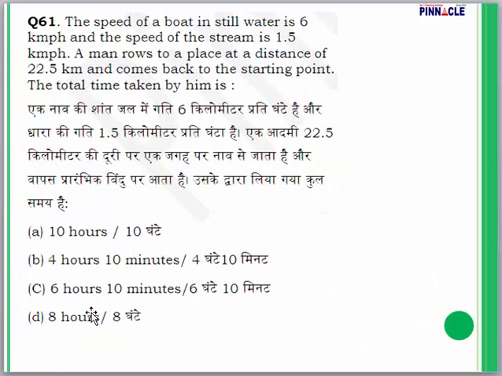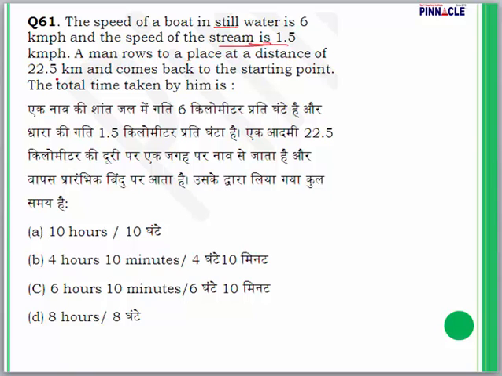Question number 61. The speed of boat in still water is 6 kilometers and speed of stream is 1.5. This is still water speed and this is stream speed. A man goes to a place at a distance of 22.5 kilometers and comes back to the starting point. Total time taken by him would be how much?